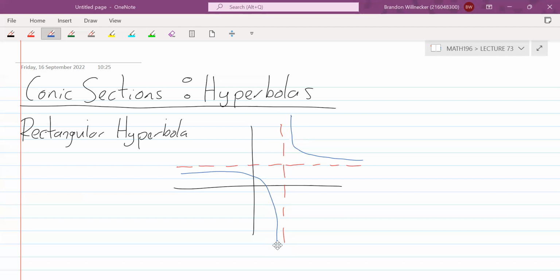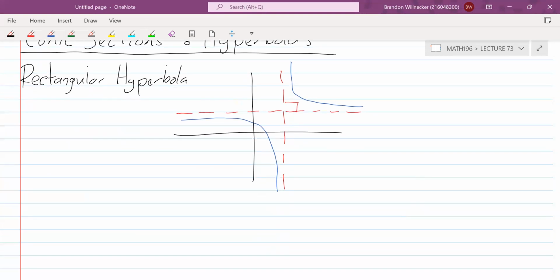We're going to be looking at something a bit more general, so we just call it a hyperbola, and that is when these asymptotes are not at 90 degrees to each other. So here they're at 90 degrees. We're going to look at cases where these are at some other angle. Okay, so in general, a hyperbola can look like the following.